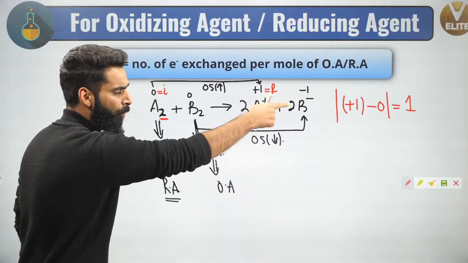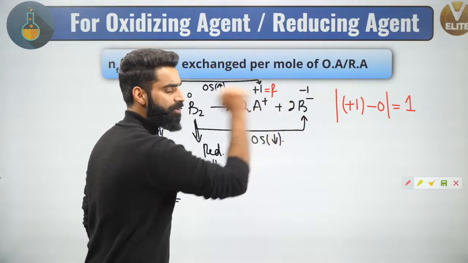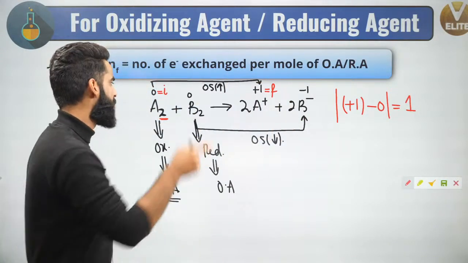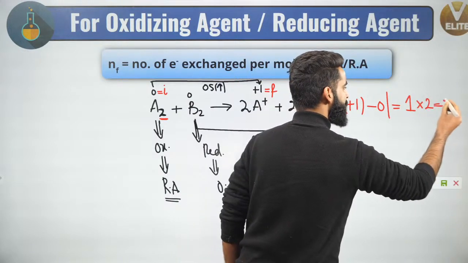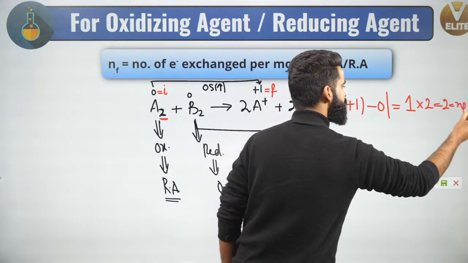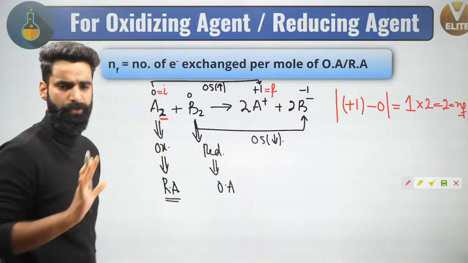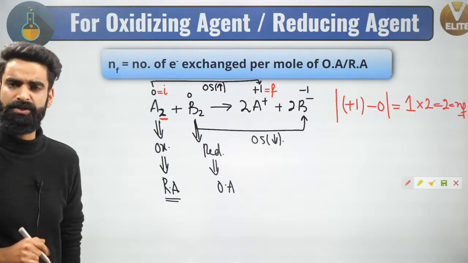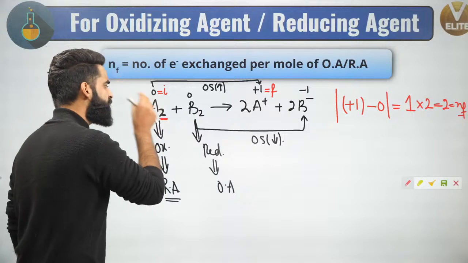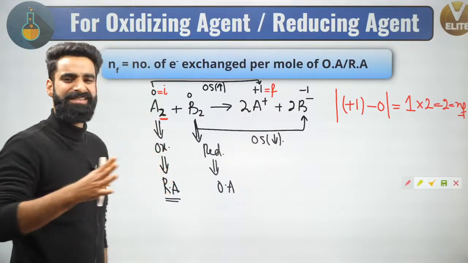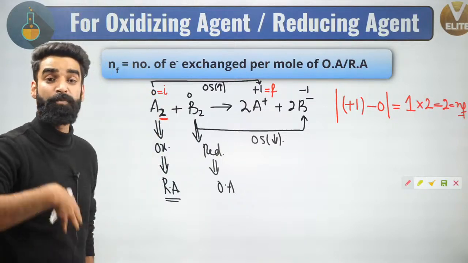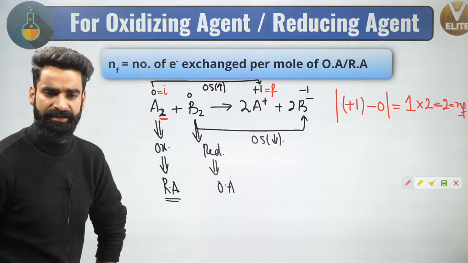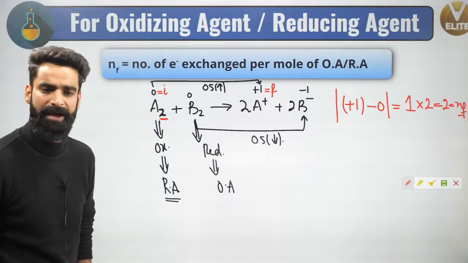The 1 over there is the change in the oxidation state for one atom of A. But I have 2 atoms, so I'm going to multiply it by 2. The value will be coming as 2. So I'll say the n factor of A2 in this reaction is 2. If you got to know the n factor of this A2 right here, you can simply calculate its equivalent mass simply by dividing the molar mass of A2 by its respective n factor. You'll be getting the equivalent mass of the substance.